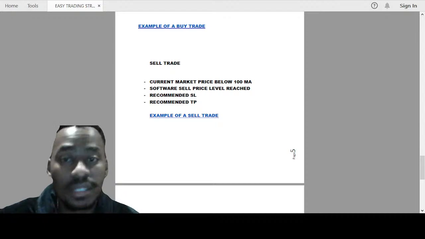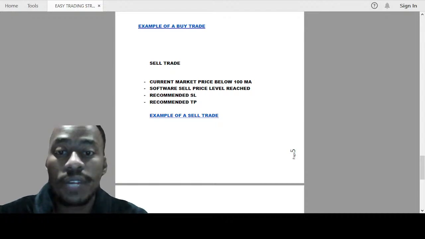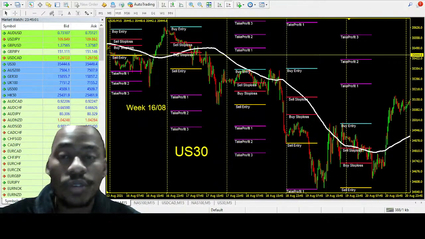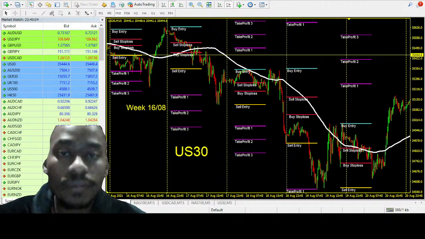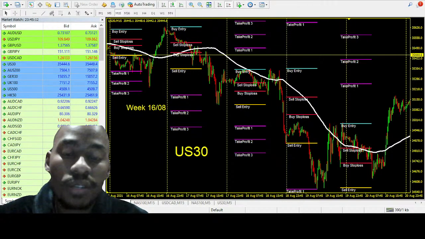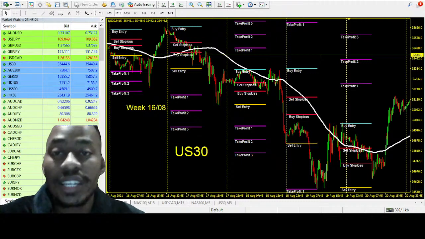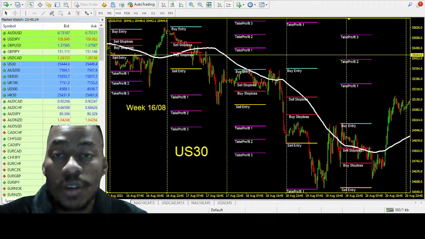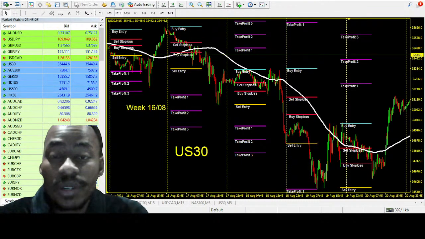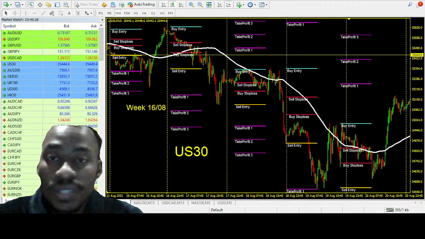Very, very easy, guys. Now I'm going to hop right back to our MetaTrader 4 chart, and we're going to start here on the US30. We're going to look at the US30 and see what happened in the past 2 weeks, and how profitable it was. I did take most of these trades, so I did have a profitable week. This past 2 weeks trading period was actually very good for me, because of this trading system.